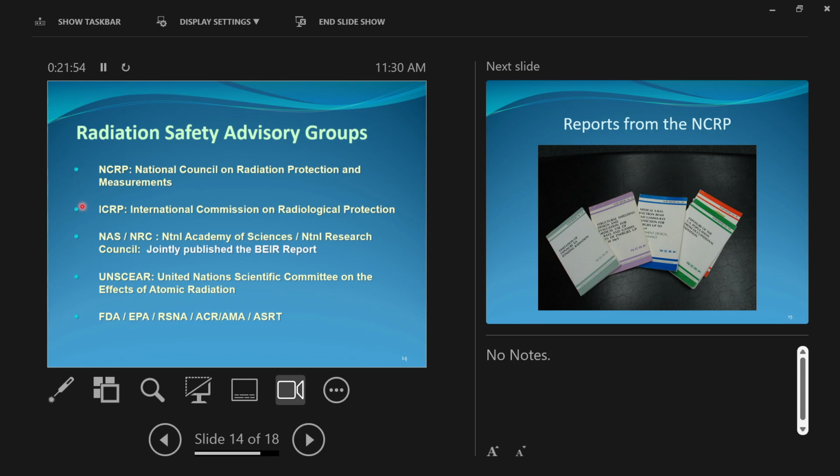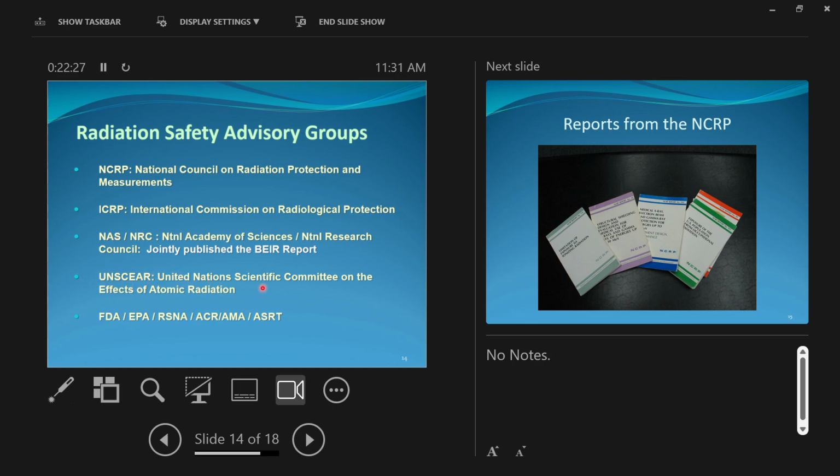The ICRP is the International Commission on Radiation Protection, which is basically the same as the NCRP, but they set recommendations for radiation use internationally between different countries. The NAS and NRC, National Academy of Sciences and National Research Council, they publish a report called the BEAR Report. So these are publications on radiation safety.